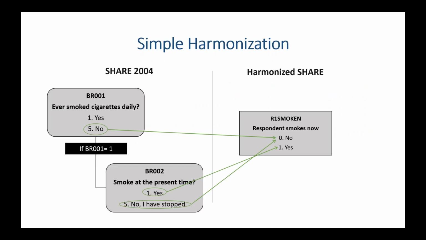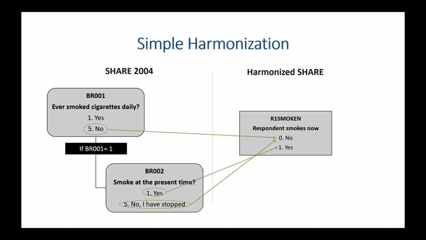So you see we have this skip pattern for SHARE 2004, that's their wave 1, which is ever smoke daily. And then if you say yes, you could be asked smoke at the present time. And we want to make an indicator whether you smoke at the present time. So we're going to account for this skip pattern already. Anyone who said that they'd never smoked or they don't smoke at the present time is assigned a 0 for smokes now. And if they say they are currently smoking, then they are assigned a yes.